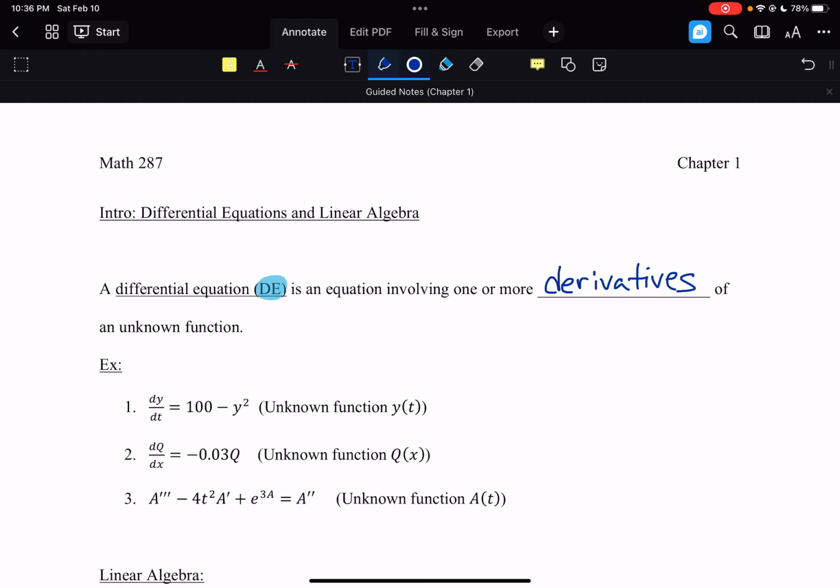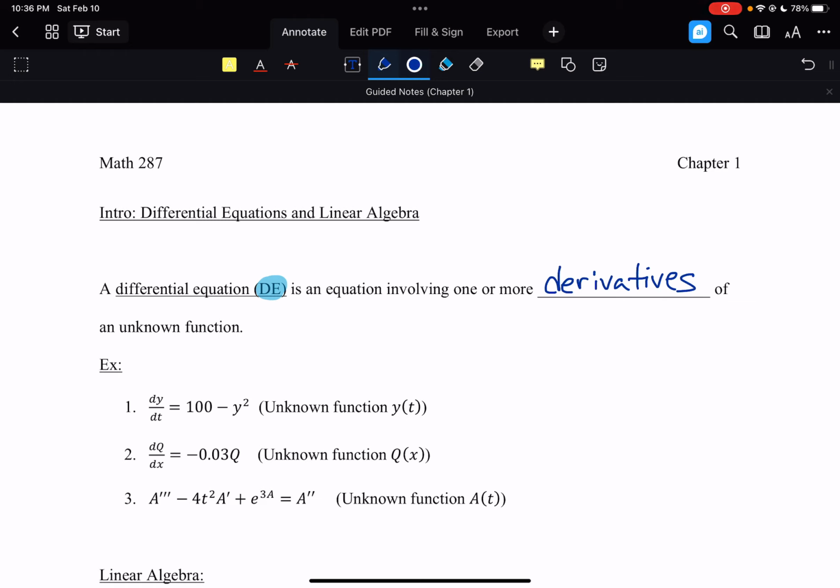So we have a few examples down here, things that should look relatively familiar. dy/dt equals 100 minus y squared, with an unknown function y of t. You can have dq/dt, unknown function q of x. You can have something that's a little less conventional that we haven't talked about in our typical calculus, the idea of having multiple derivatives in the same equation as each other. Here we have an unknown function a of t.